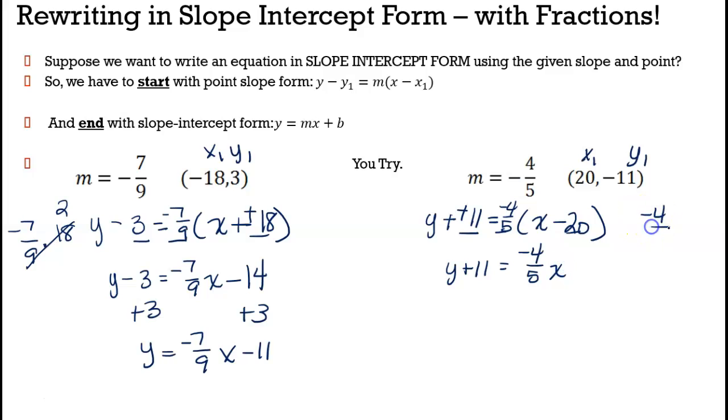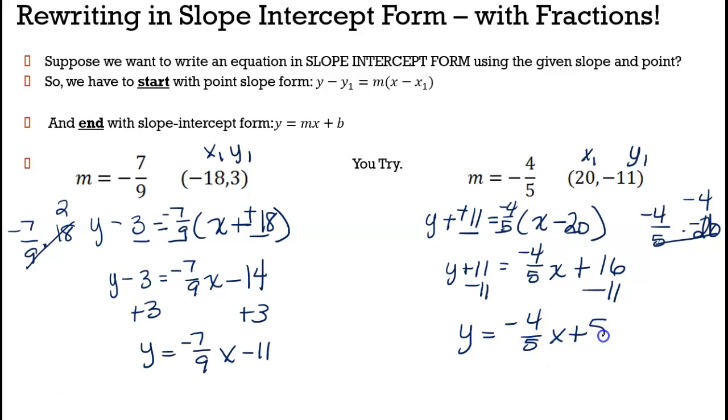Again, you should have gone over to the side. We're doing negative 4/5 times negative 11. Sorry, that's negative 20. We cancel this. Negative 20 divided by 5 is negative 4. Negative 4 times negative 4 is positive 16. Subtract 11 from each side. We get y equals negative 4/5 x plus 5.